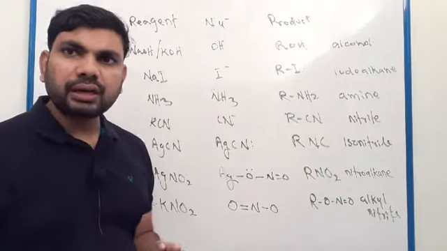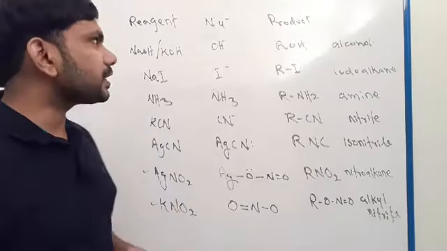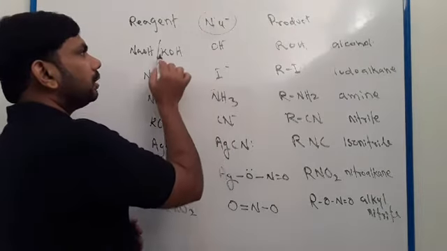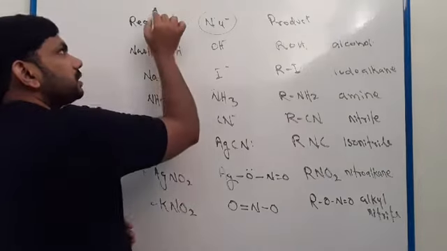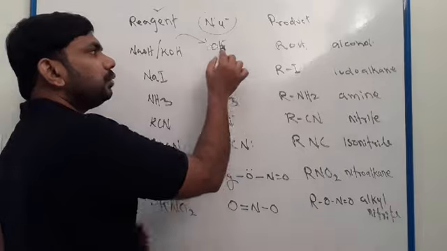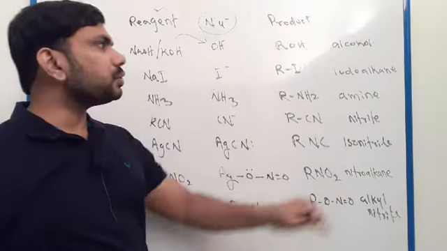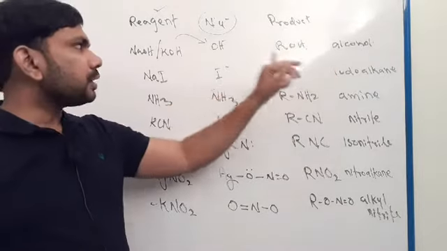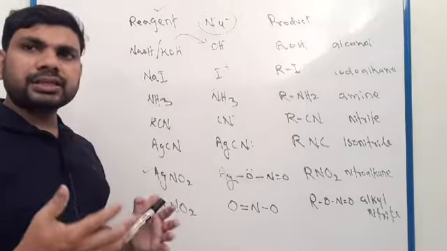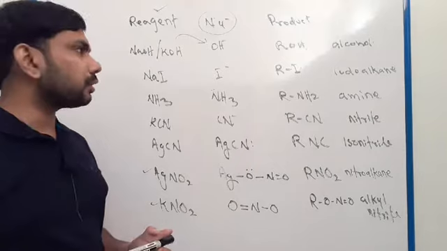Different nucleophiles reacted with a haloalkane give different types of product. For example, here NaOH or KOH is the reagent. This reagent gives this nucleophile, OH minus, which reacted with the alkyl halide produces alcohol. So alkyl halide reacted with aqueous NaOH or aqueous KOH produces alcohol.